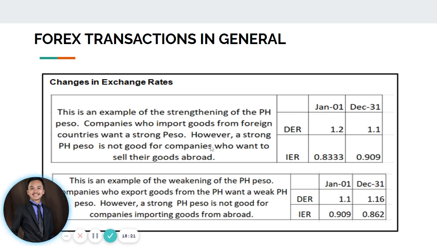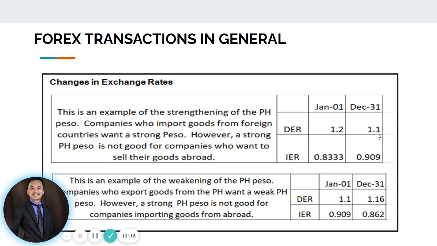However, a strong Philippine peso is not good for companies who want to sell their goods abroad. Of course, it is also a disadvantage if you are the exporter. Why is it that if you are the exporter this time, nganong disadvantage man siya on your part? Of course, when the Philippine peso strengthens, instead of receiving 1.2, you will no longer receive 1.2 but you will be receiving 1.1 na lang. For example, kanina, kita ang nagbayad kapag kita si importer. So if there is strengthening of peso, this is an advantage sa ato ang part. Instead of paying 1.2, ang atong bayaran na lang will be 1.1.